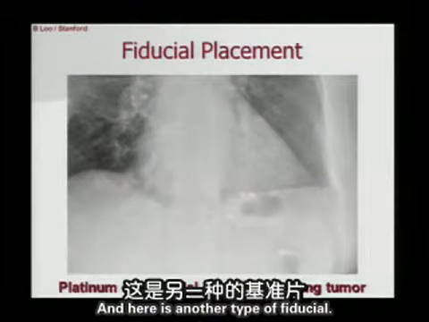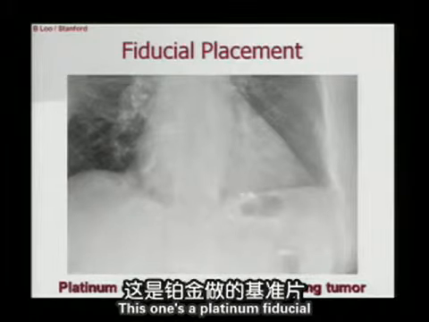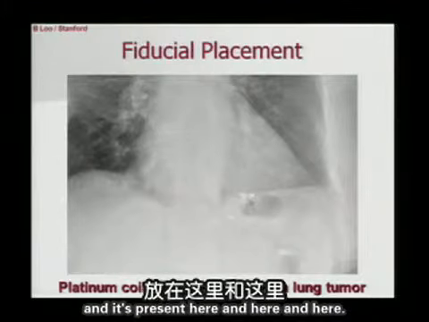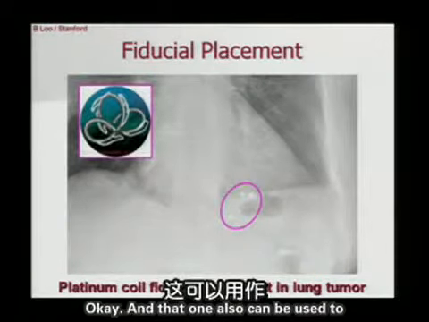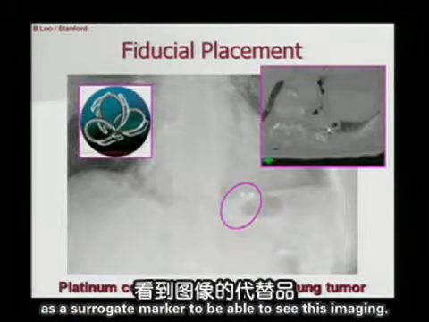And here's another type of fiducial. This one's a platinum fiducial that's made more like a coil. And it's present here and here and here. Okay. And that one also can be used as a surrogate marker to be able to see this on imaging.